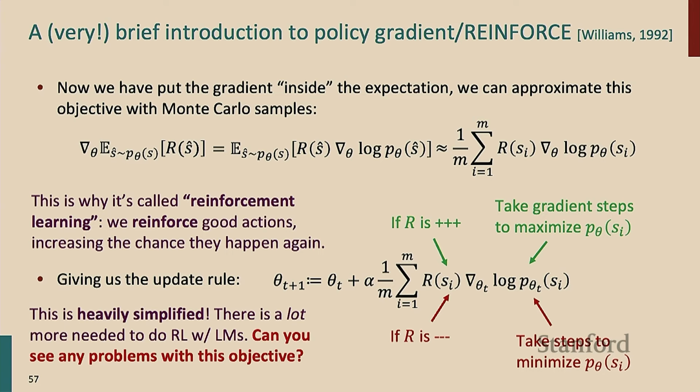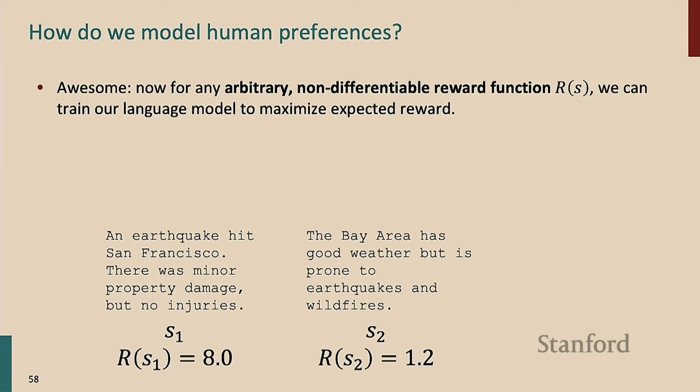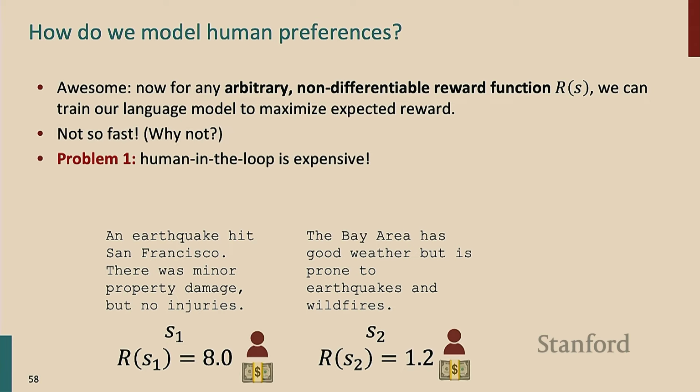Okay, so now we are set, right? We have a bunch of samples from a language model, and for any arbitrary reward function, like we're just asking a human to rate these samples, we can maximize that reward. So we're done. Okay, so not so fast. There are a few problems. The first is the same as in the instruction fine-tuning case, which is that keeping a human in the loop is expensive. I don't really want to supervise every single output from a language model. I don't know if you all want to. So what can we do to fix this?